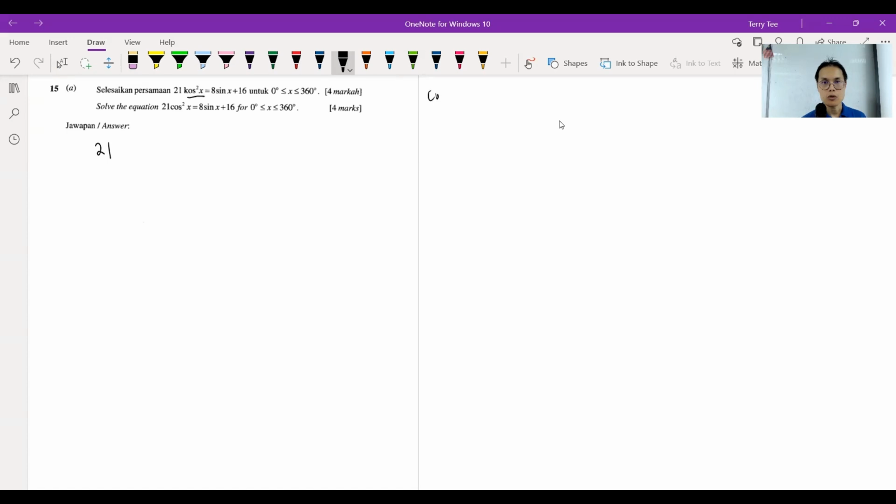Cos, we know cos square plus sine square equals 1. Now, this is basic identity or identiti asas. We make cos square as a subject. Cos square is 1 minus sine square. So let us replace 1 minus sine square here, equals to 8 sine x plus 16. So what we have here is a quadratic equation in terms of sine.